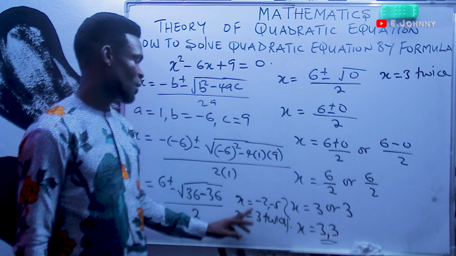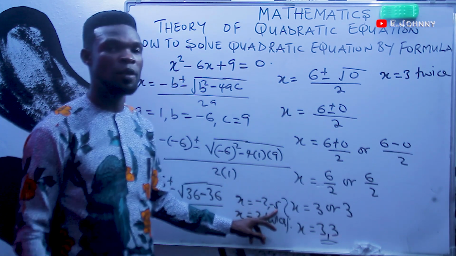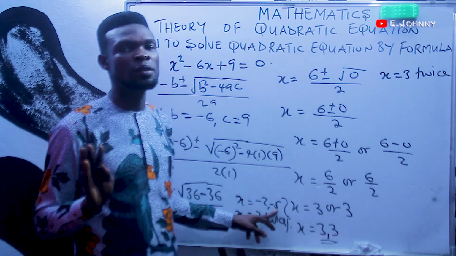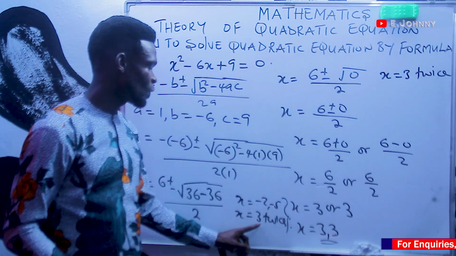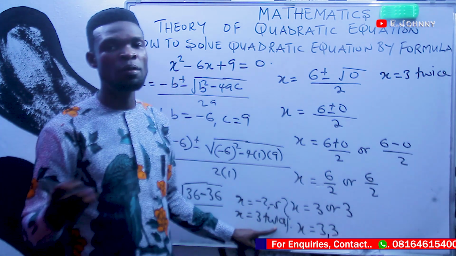At this point, x is equal to minus 2 and minus 5. Minus 2 and minus 5 are two different numbers, so they give us two different roots. But 3 twice gives us equal roots.